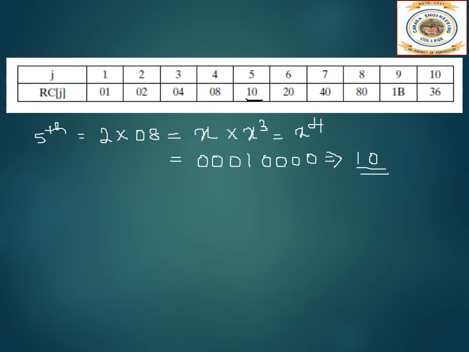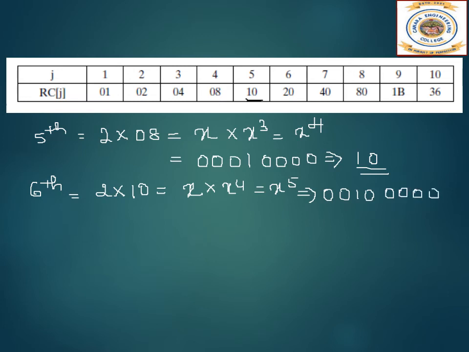Coming to the sixth round. For the sixth round again it is 2 into the previous, which is 10. We know how 10 is represented, x to the power 4. So 2 is x, and x into x to the power 4 gives x to the power 5. So how do we represent x to the power 5? 0 0 1 0 0 0 0 0. So what do we get? This we get as 2 and 0. So now we got it for the sixth round. Now for the seventh round, what is the RC constant?